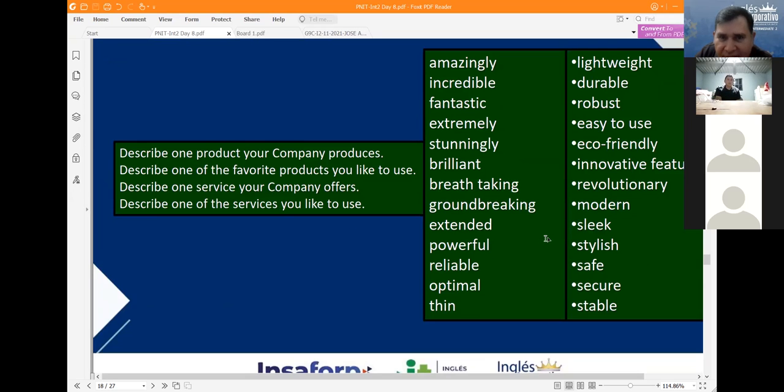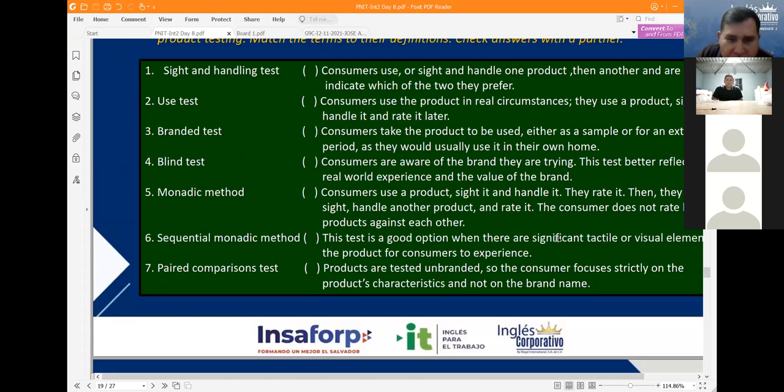These are some things that we use to describe products. You say amazingly, incredible, fantastic, extremely, stunningly, brilliant, breathtaking, groundbreaking, extended, powerful, reliable, optimal, thin, lightweight, durable, robust, easy to use, eco-friendly, innovative features, revolutionary, modern, sleek, stylish, safe, secure, stable. So these are some of the characteristics, some of the things that you use to describe a product. This was something that we were going to do, but we don't have time, so we have to move on. All right, then we're going to be doing this.